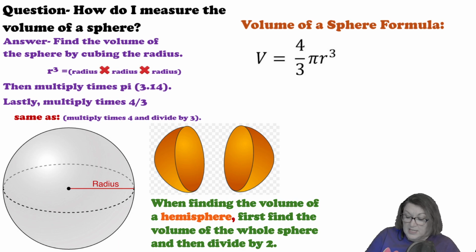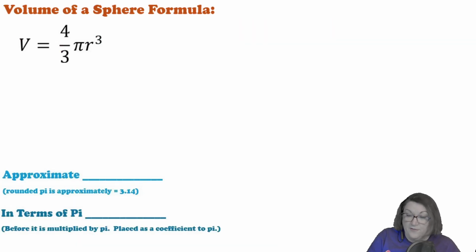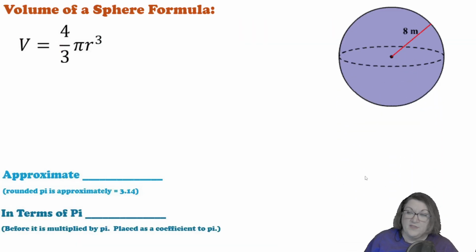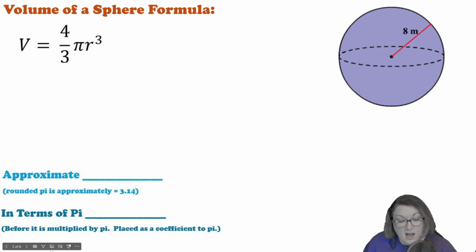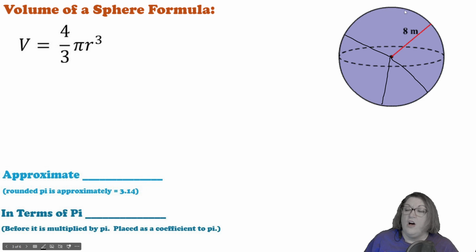So let's do some examples. The first example is this sphere here with the radius of 8. Remember, the radius is from the center of the circle to the edge of the circle, and it's going to be the same no matter where you draw that radius. If I draw it here, it's still 8. If I draw it here, it's 8. All around the sphere, if it's an equal sphere, then it will be 8 all around for the radius.